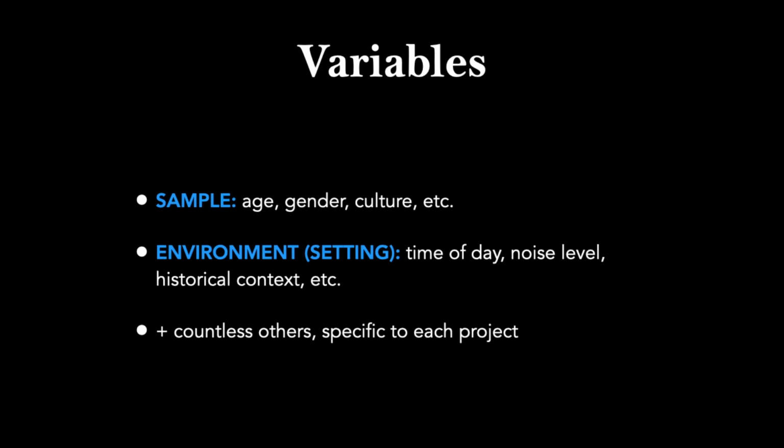So one important thing you'll want to consider when evaluating research and coming up with your own studies are different variables that can affect the outcome. Variables come into play in your sample, environment, and in other ways. So in the sample, if your subjects are people, then you'll want to take into account things like age, gender, culture, and so on.